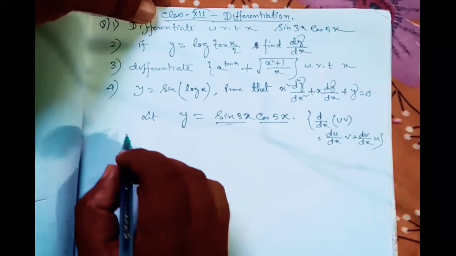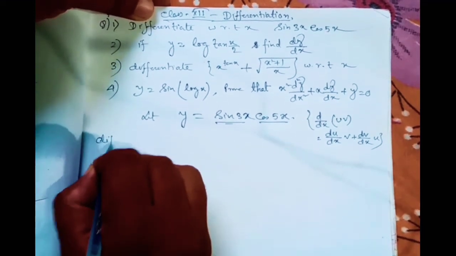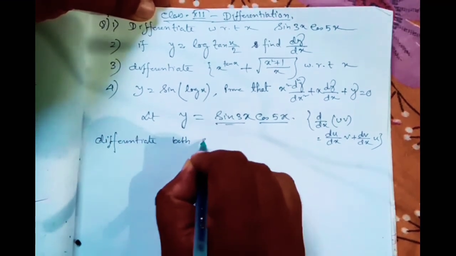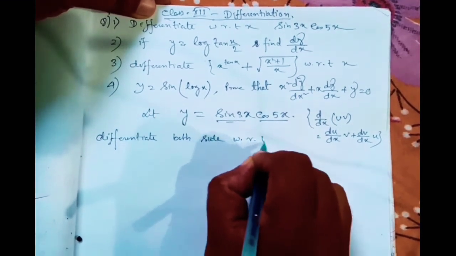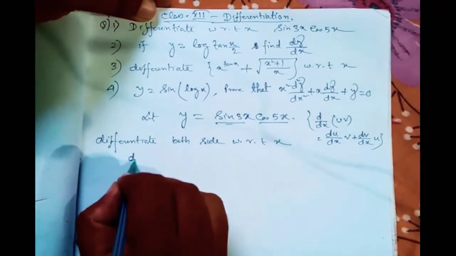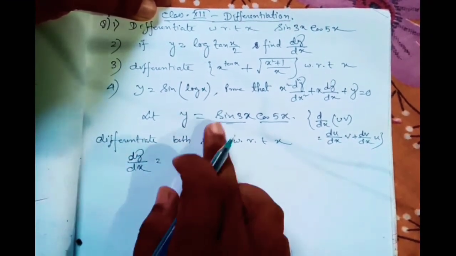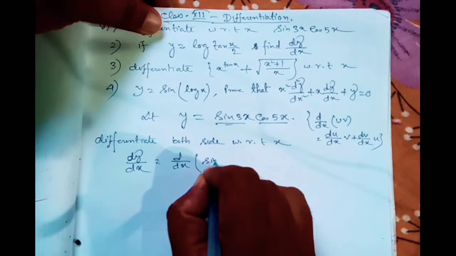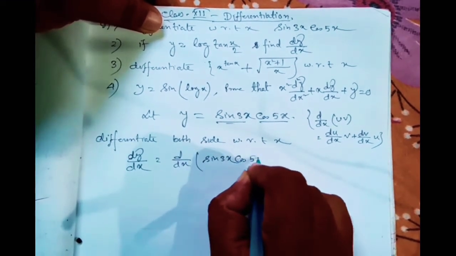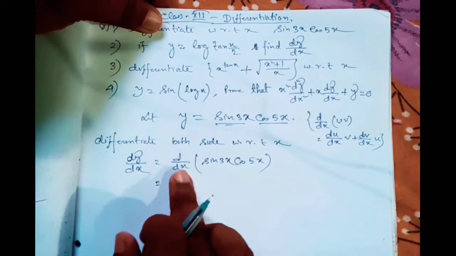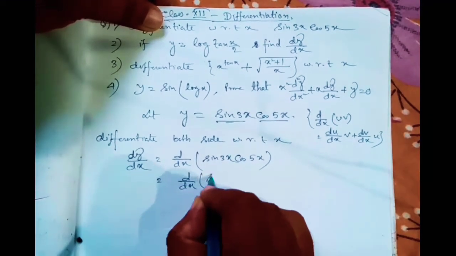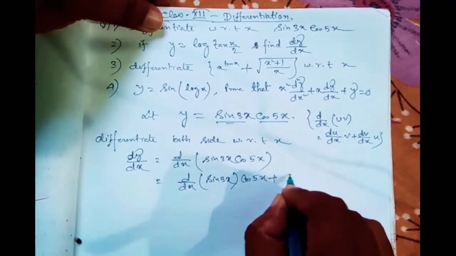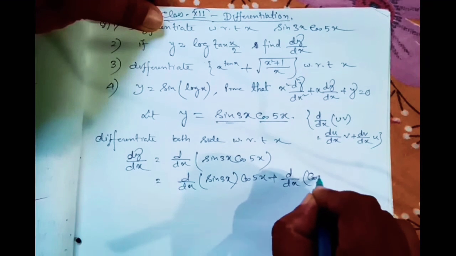So we are writing that, differentiate both sides with respect to x. We are getting dy/dx equal to d/dx of sin 3x cos 5x. Okay, now that means d/dx of sin 3x into cos 5x plus d/dx of cos 5x into sin 3x.